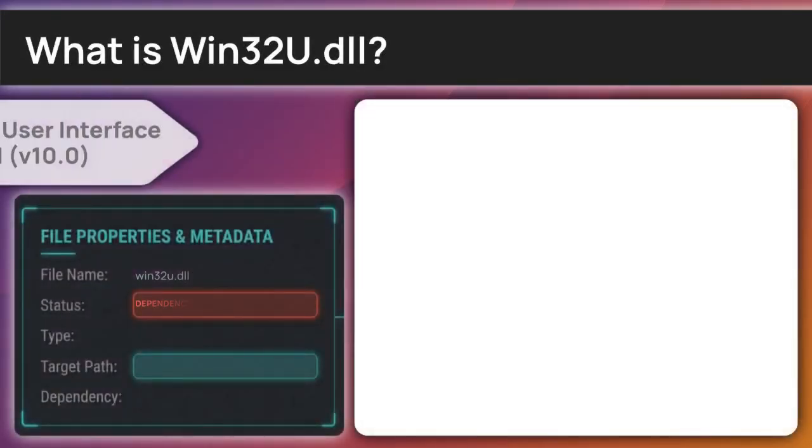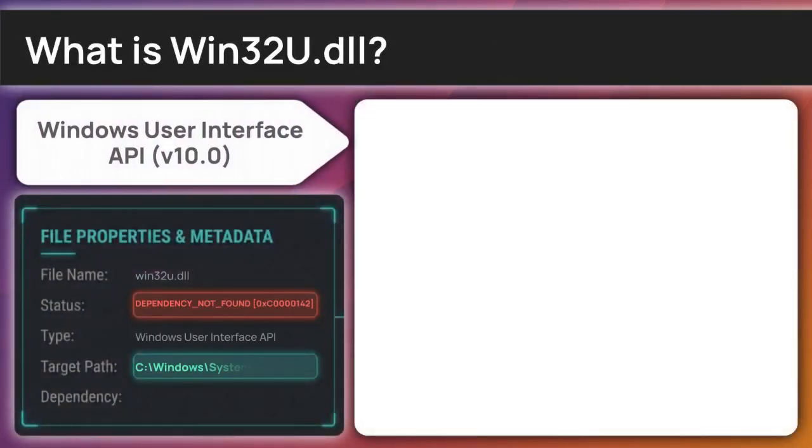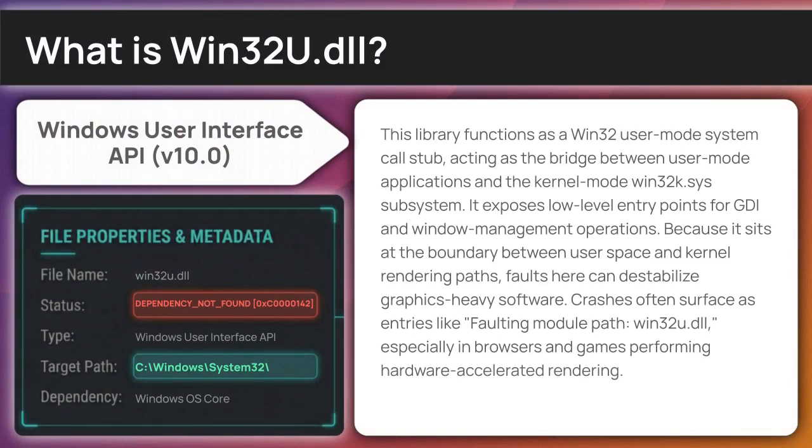This is the win32u. This library functions as a Win32 user mode system call stub, acting as the bridge between user mode applications and the kernel-mode win32k.dll subsystem. It exposes low-level entry points for GDI and window management operations. Because it sits at the boundary between user space and kernel rendering paths, faults here can destabilize graphics-heavy software. Crashes often surface as entries like faulting module path, win32u.dll, especially in browsers and games performing hardware-accelerated rendering.